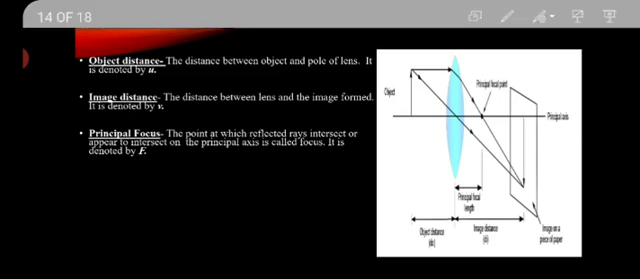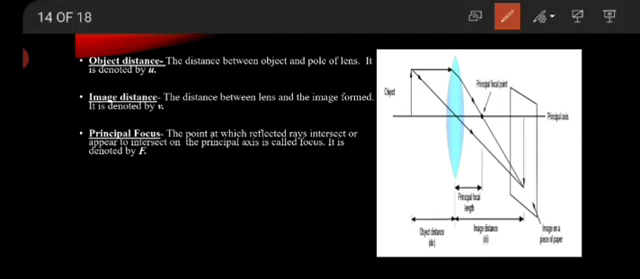Next is the image distance. Image distance is nothing but the distance between the lens and the image formed. Here you can see that the convex lens is used, so we get an inverted image at the side opposite to the side where the object is placed. So this is the object distance and this is the image distance denoted by V.